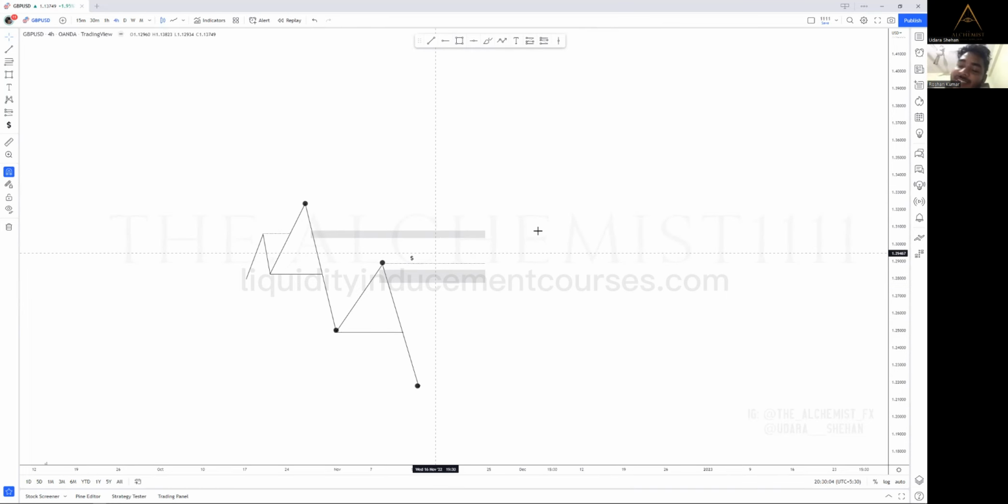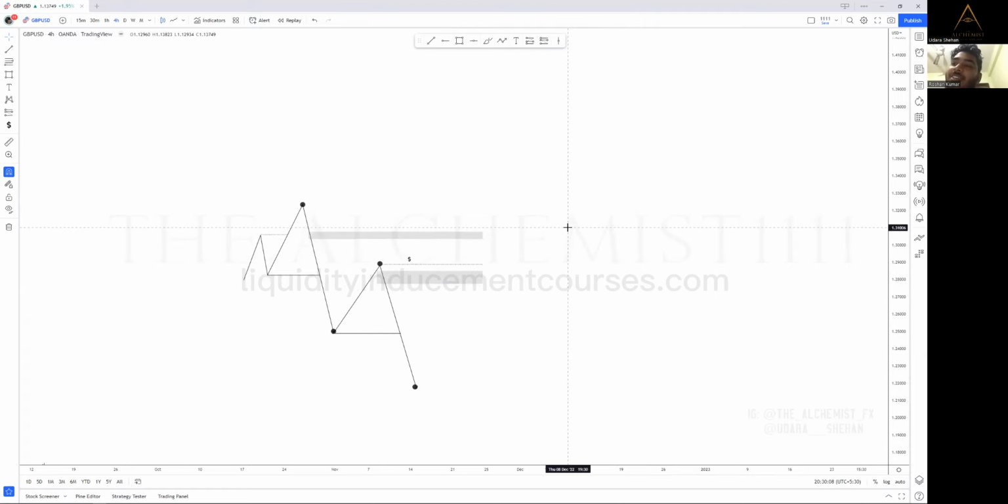So I trade in Euro USD. I have a screenshot of this trade. Let's go through it.